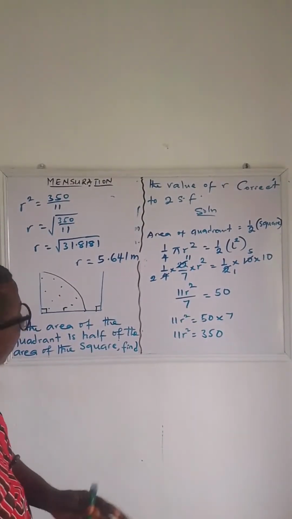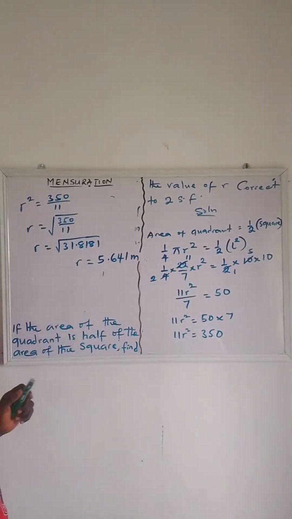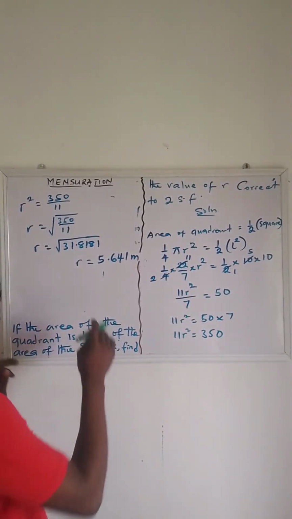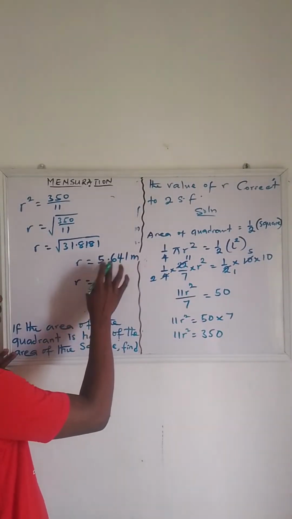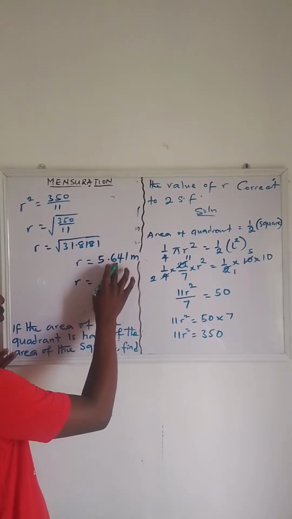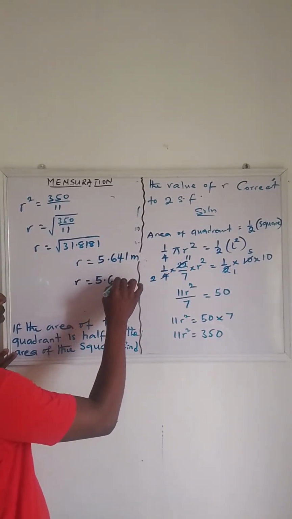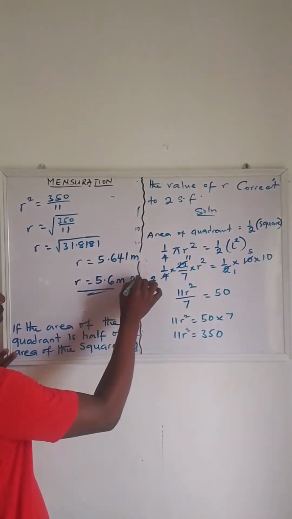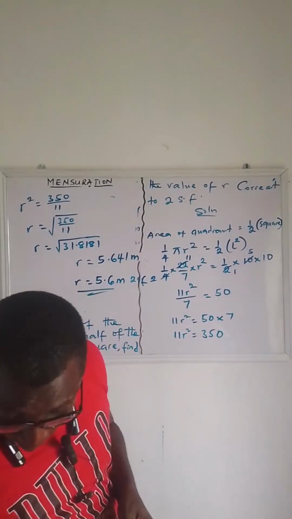Now the next thing is we correct our answer to 2SF, 2 significant figures. So this is the first significant figure and this is the second significant figure. So you count 1, 2. So we have 5.6 meters. So 2SF.